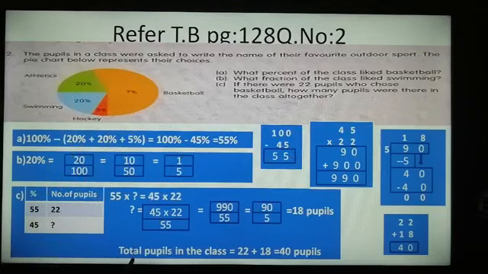Now what do we want to do? We have to find the total people in the class. That means 55% plus 45%. 55% is equal to 22 and 45% we found now is 18. 22 plus 18: 2 plus 8, 10, carry 1, 1 plus 2, 3, plus 1, 4, 40. So in this class, a total of 40 students were there, 40 pupils were there. Okay, like this we have to find the answer.